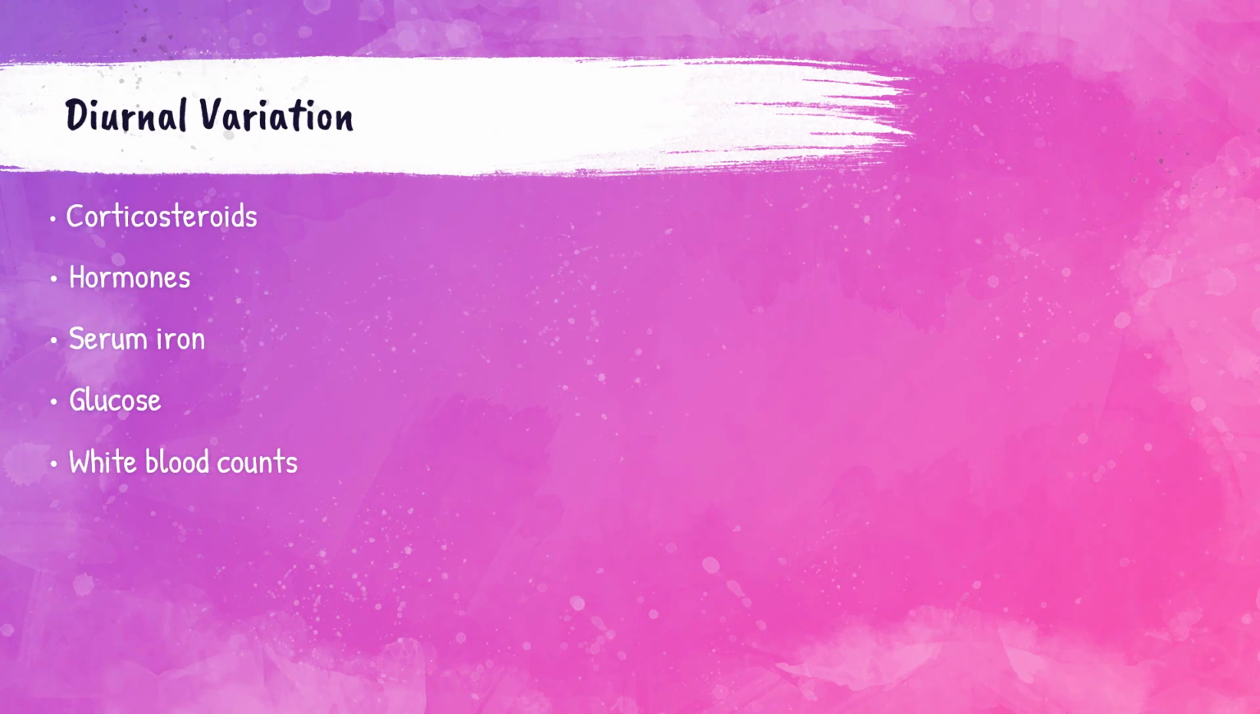Diurnal variation means that blood levels or cell counts will vary by the time of day that they are collected within the patient. The tests that can be affected by diurnal variation are cortisol, testosterone, estradiol, progesterone, renin, thyroid stimulating hormone, serum iron, and white blood cells. These levels will fluctuate noticeably throughout the day.